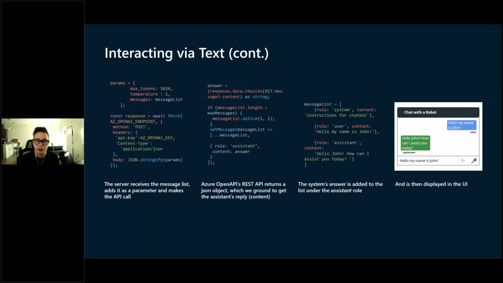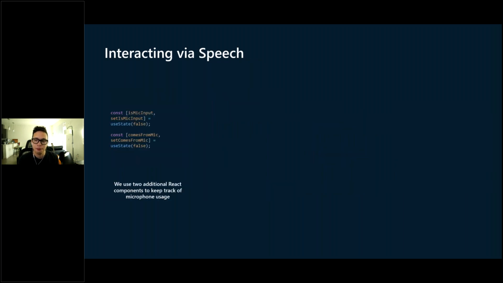Now, what if we want to do speech? So for speech, we are going to use two additional React components in this case. These are keeping track of microphone usage. One of them is just checking whether the input is coming from the microphone, and the other one is just communicating to the rest of the application that this new text is going to be coming from the microphone. And of course, we set these two as false at the beginning.